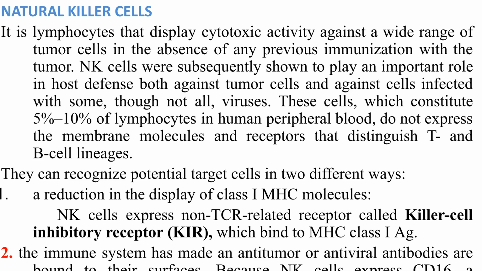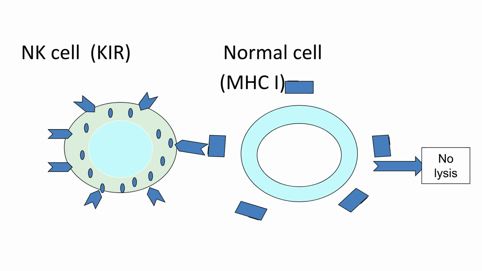Natural killer, or NK cells, are lymphocytes that exhibit cytotoxicity against tumor cells and virus-infected cells without prior immunization. They constitute 5% to 10% of peripheral blood lymphocytes. NK cells recognize target cells in two ways. First, through a reduction in class I MHC molecules using a killer cell inhibitory receptor. Second, through antibody-dependent cell-mediated cytotoxicity, binding to antibodies on target cells via CD16.